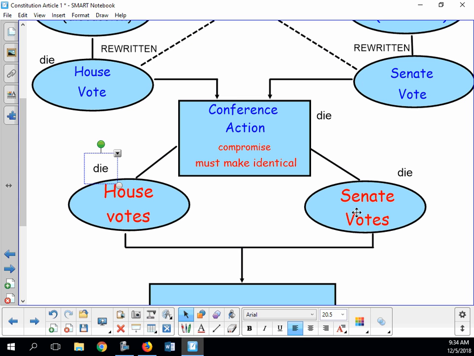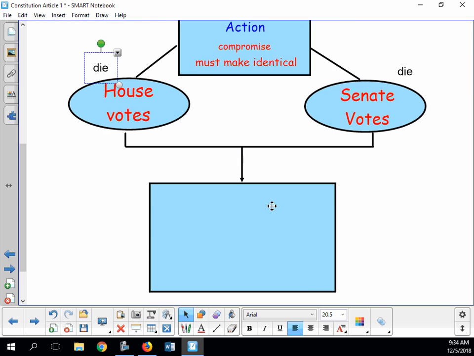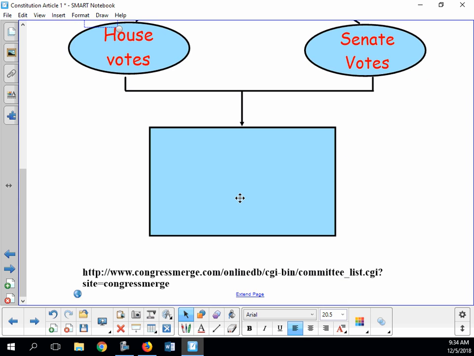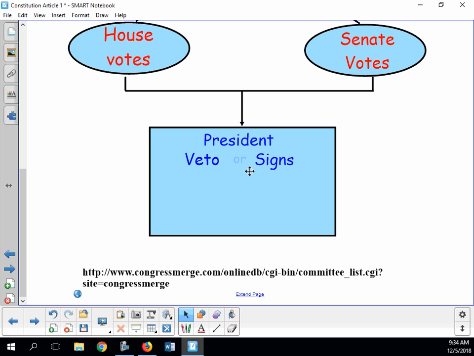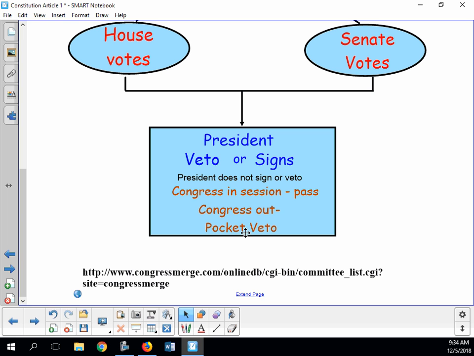But if they both like it, they decide yes, it's worth it, let's send it to the president. And the president can sign or veto. Now remember, this is that presentment clause. If the president does not sign or veto, then if Congress is in session, the bill passes and it becomes a law. And if Congress is out, then it's a pocket veto.